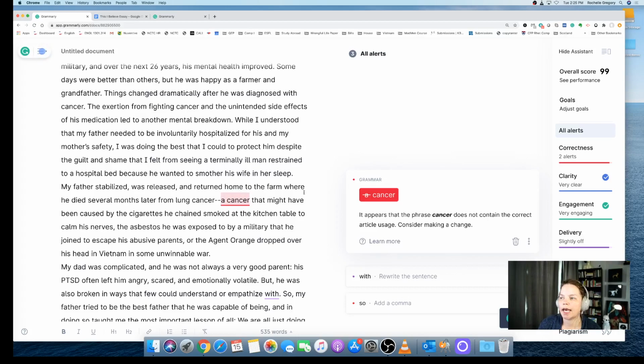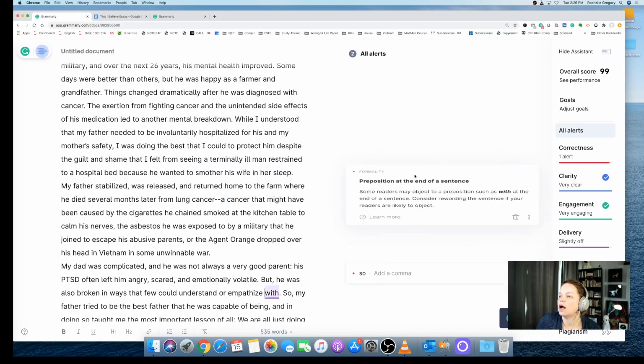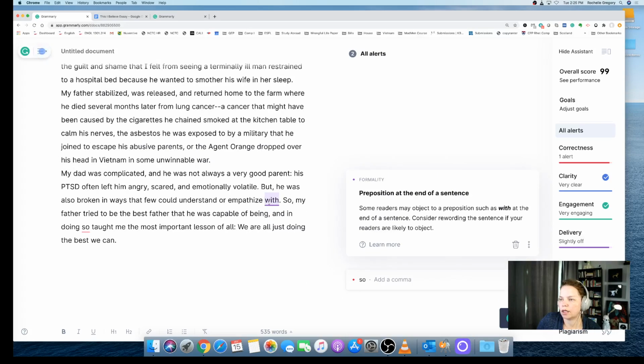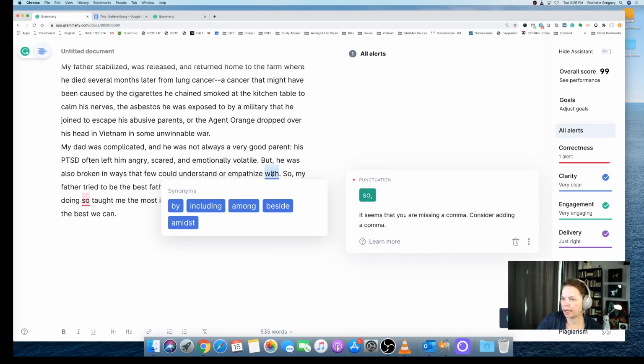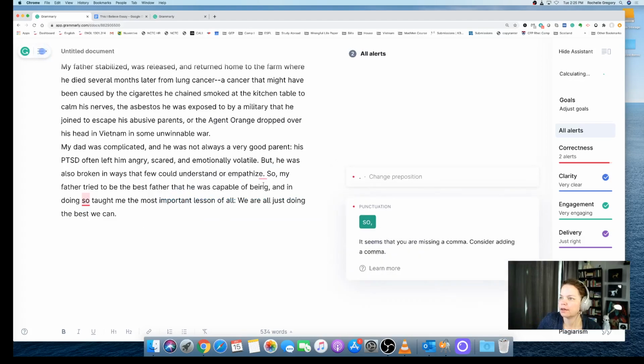All right, so it's saying again that I have maybe an unnecessary article. So it's saying that he died several months later from lung cancer, a cancer that might have been caused. So I'm using the article here intentionally, so I'm not going to cut it. I like it there. I'm going to leave it there. And then it's saying I have a preposition at the end of the sentence. I like it there. I'm going to leave it. Well, actually, you know what? I don't like it. Maybe I am going to take it out. Okay, done. That was easy, right?